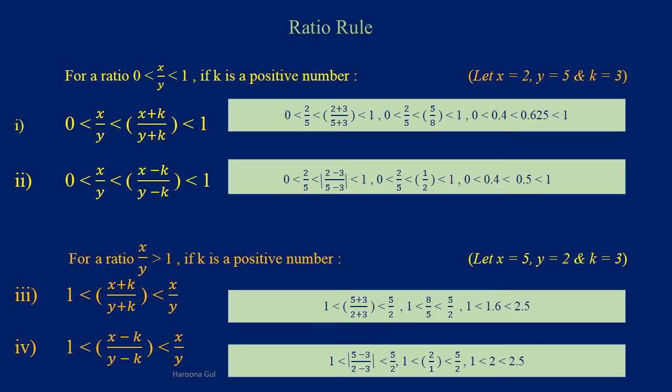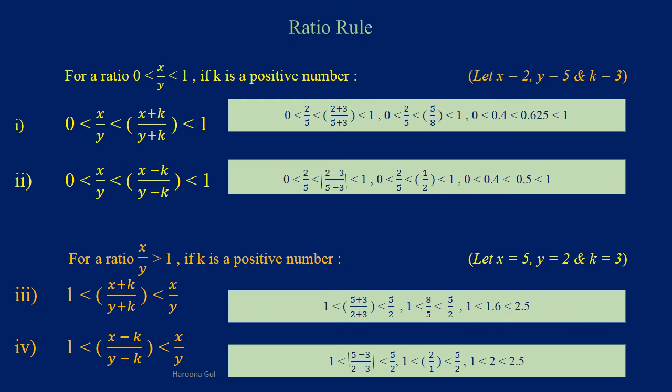Now this slide is about a ratio rule, and it is essentially important for you to memorize it, because on test day you may come across a question based on this rule. It says that for a ratio x over y, if x over y is between 0 and 1, and if k is a positive number, then x over y will be less than (x plus k) over (y plus k).